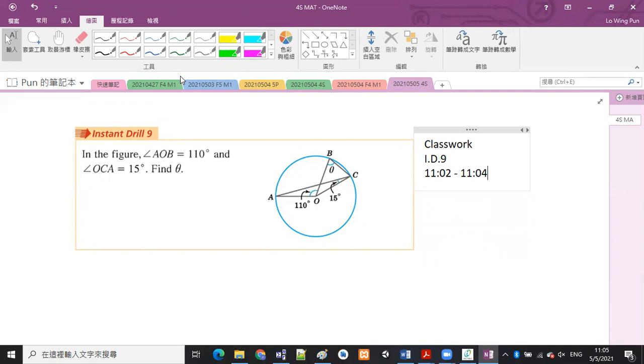Because triangle OBC is an isosceles triangle. OB equals OC. So this one OCB should also be equal to theta.